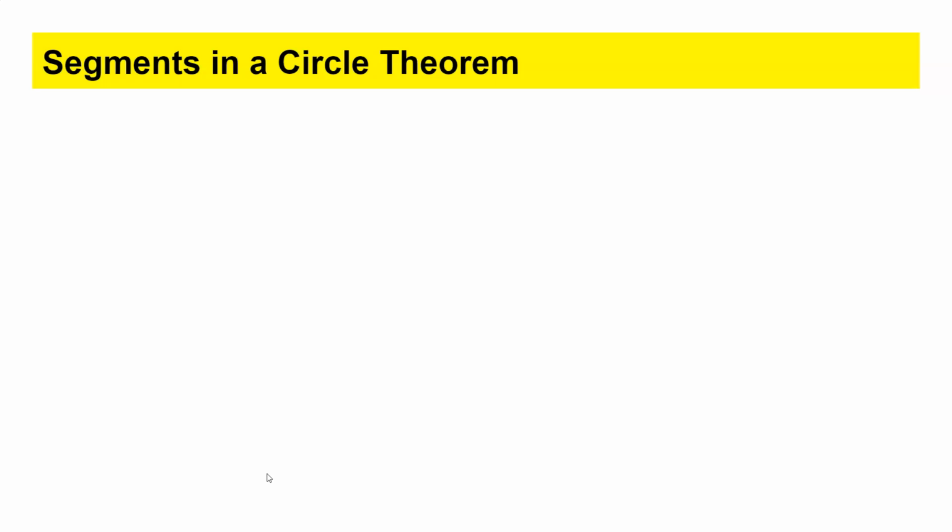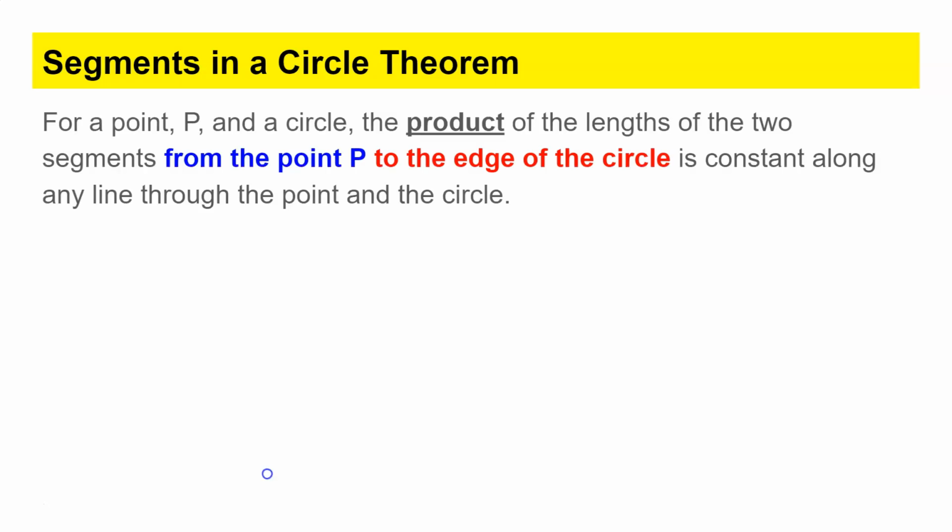We have a new theorem that will help us find, instead of angle measures, segment lengths: the segments in a circle theorem. For a point P in a circle, the product of the lengths of the two segments from that point P to the edge of the circle is constant along any line through point P, through the point and the circle. What does that mean? Well, we're going to look again at three situations.